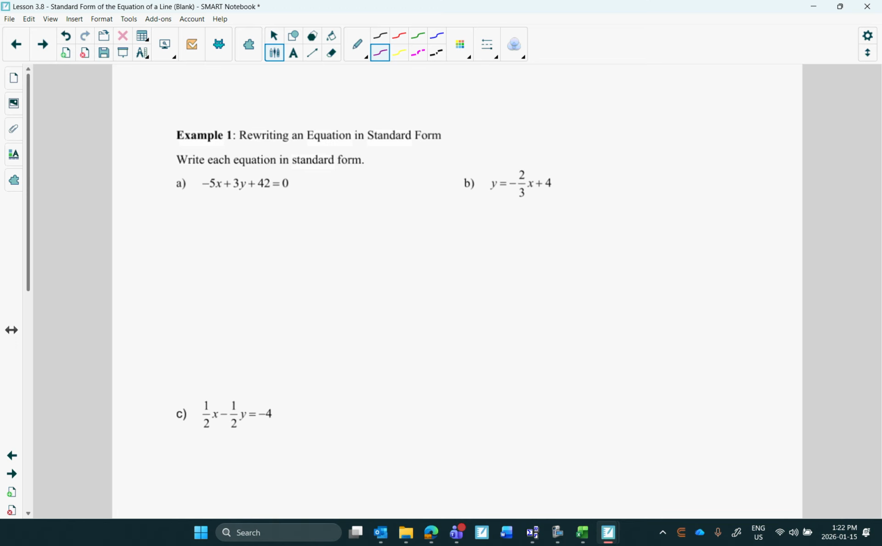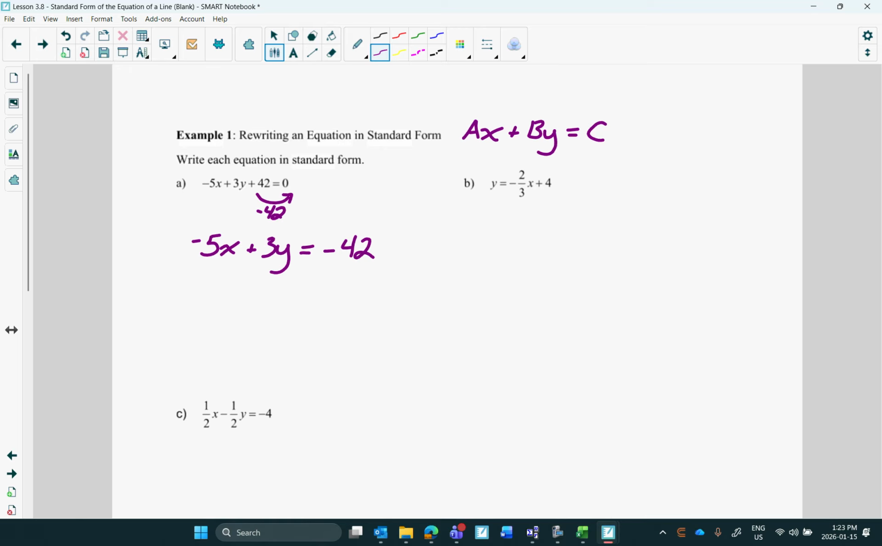Let's practice with a couple. None of these are in standard form right now. Remember what standard form looks like. You've got to have the x term first, then the y term, and then on the other side of the equation, the number. What do I have to do here? Yes, I have to take the 42 over to this side by subtracting 42. So I get negative 5x plus 3y equals negative 42.